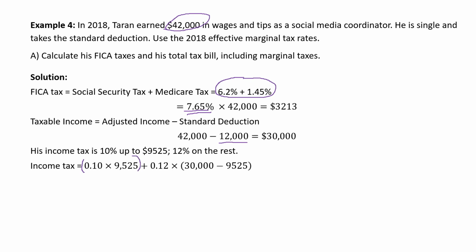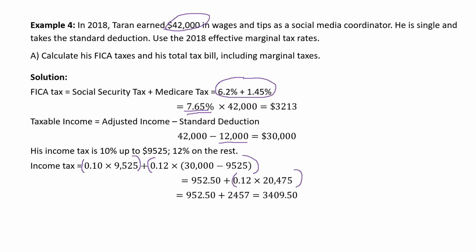times 9,525 and 12% times the difference of 30,000 minus 9,525. 10% of 9,525 is $952.50, and we still need to multiply by 12% of the difference of $30,000 minus $9,525, which is $20,475. That gives us $952.50 plus the $2,457.